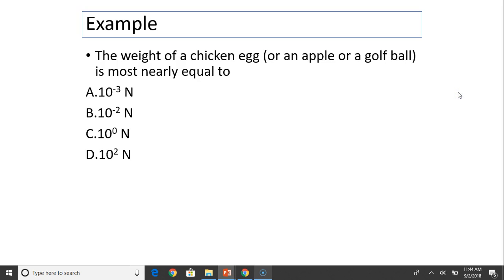Another example. The weight of a chicken egg is nearly equal to how many newtons? You have to memorize this. An apple is 1 newton. A chicken egg is about the size of an apple, or has about the same mass as an apple. So it is 1 newton. So 10 to the 0 is 1.